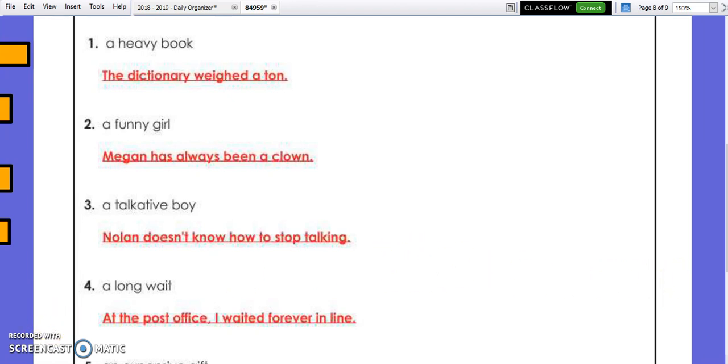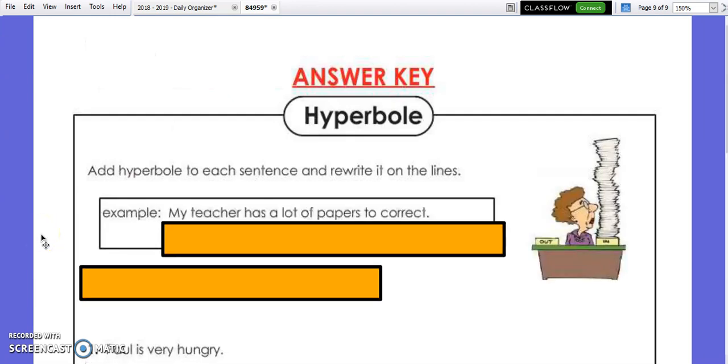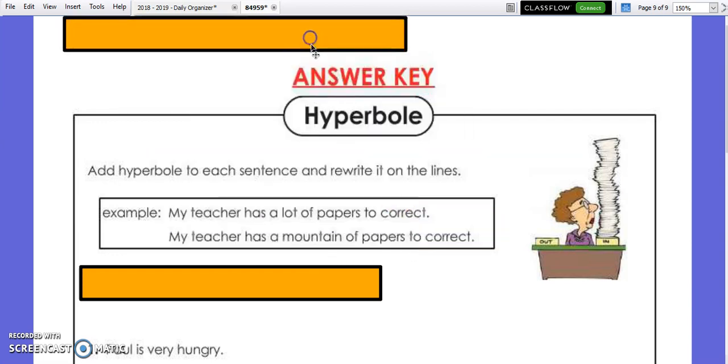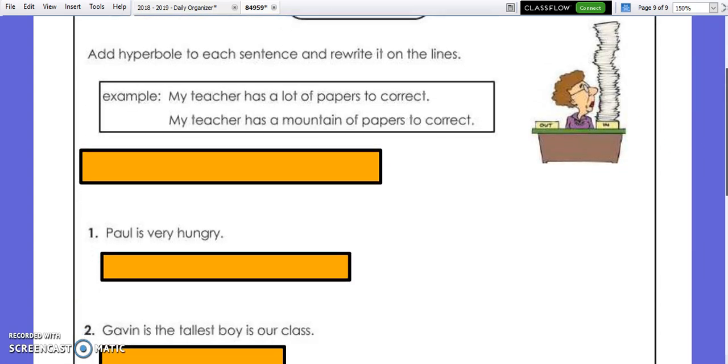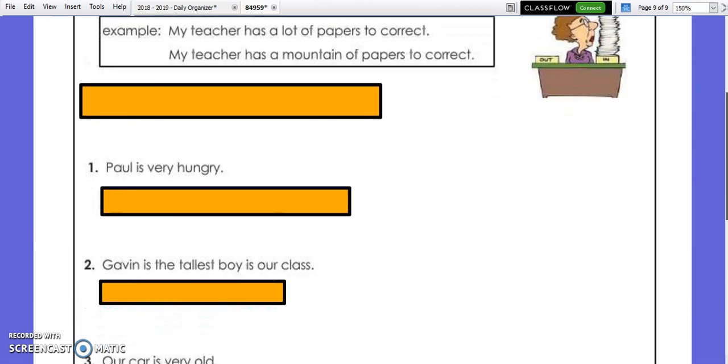Let's take a look at a couple more. If I wanted to use hyperbole to create a more interesting statement for my teacher has a lot of papers to correct, you could say my teacher has a mountain of papers to correct. Even if I stacked all of the papers I had to correct, it would never equal the size of a mountain, even most of the small mountains. So now let's try it again. I'm going to read the sentence. You think of a hyperbole sentence and then pause it, think of it in your head, and then see if yours comes close to the example.